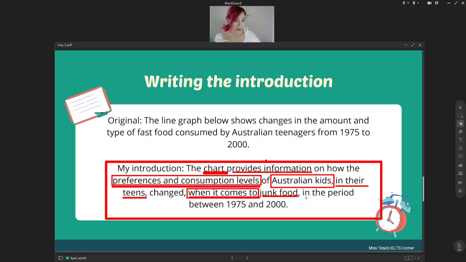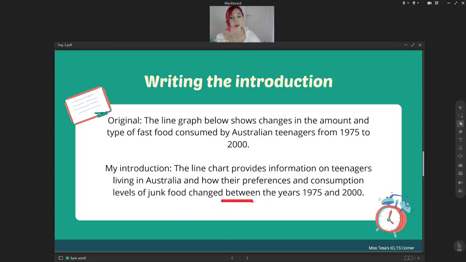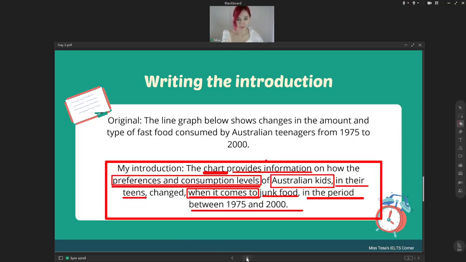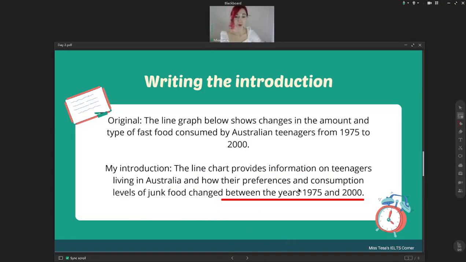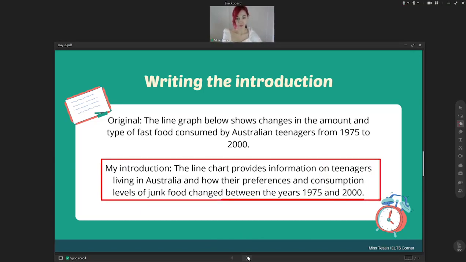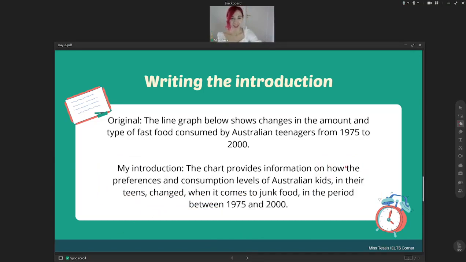And here I used a bit of a different phrase, in the period between 1975 and 2000. Remember, here I used between the years 1975 and 2000. You can use both of these interchangeably in any essay, basically. This is the more advanced version, a more complex sentence than this one, but both of them are great examples of how to paraphrase. This one is just a bit simpler to execute. Okay, so that was how to write your introduction.